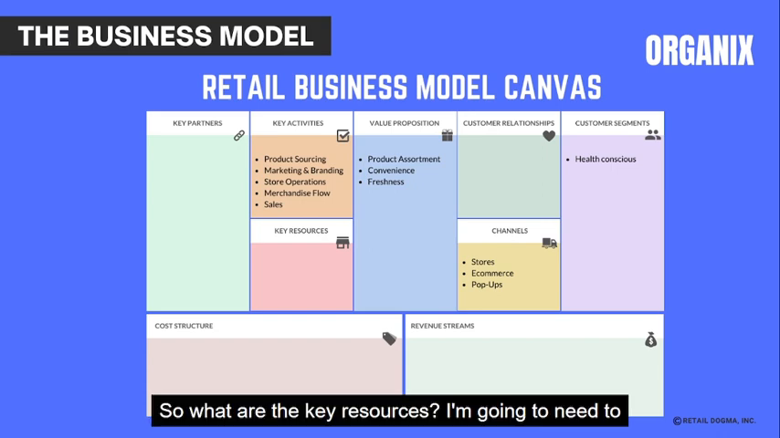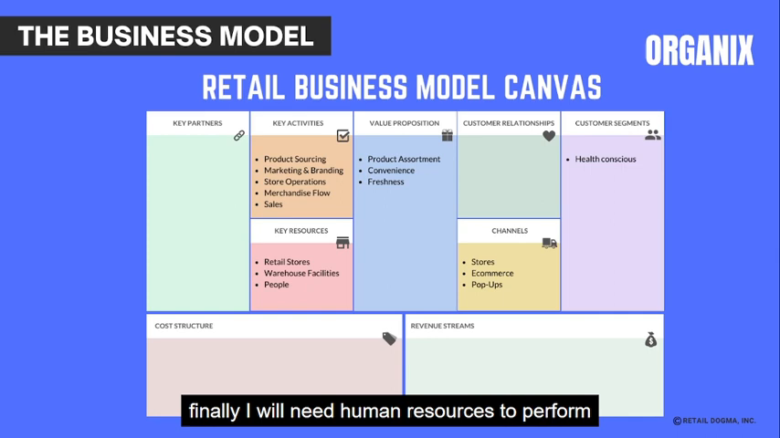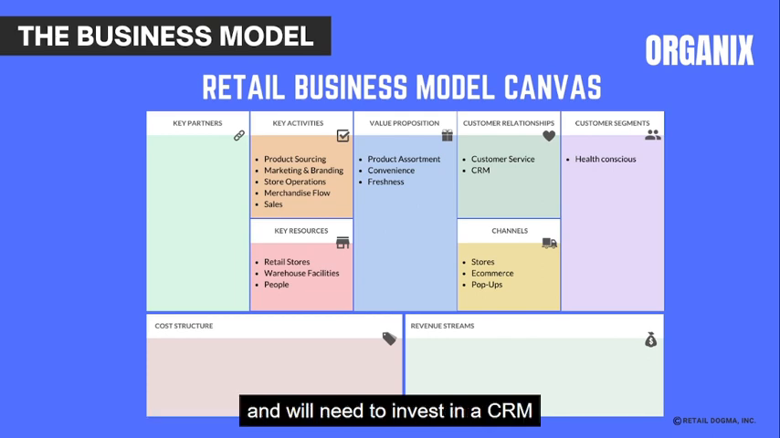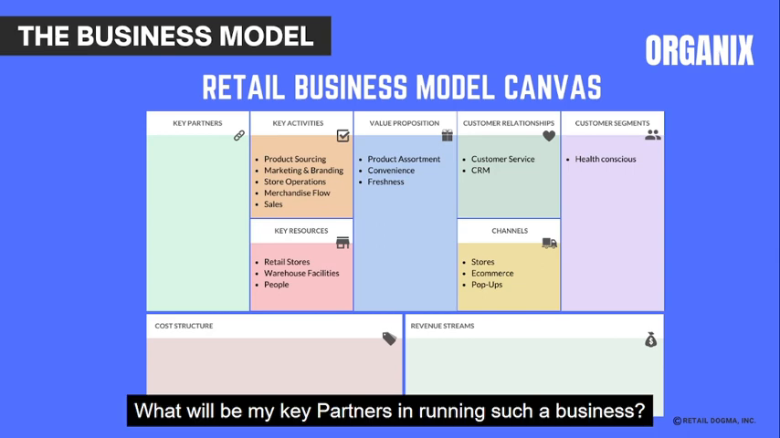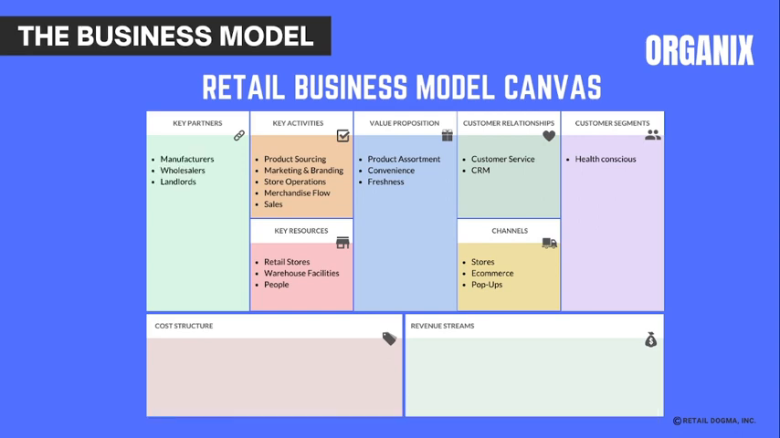So what are the key resources I am going to need to do all this? I need to rent retail stores. I need to rent a warehouse facility. And finally, I will need human resources to perform all the above-mentioned activities. How am I going to manage customer relationships? I will probably need to have customer service function and will need to invest in a CRM software. What will be my key partners in running such a business? My key partners will include the product manufacturers, the wholesalers, and my landlords.